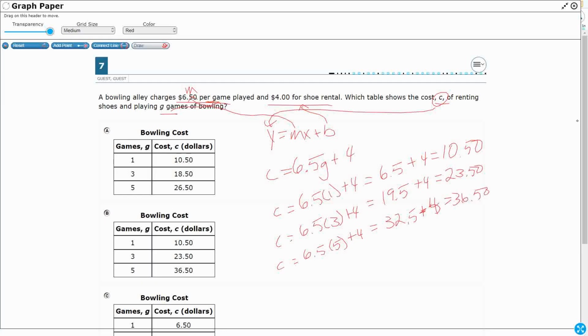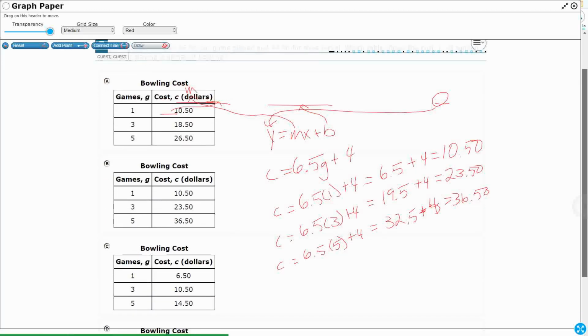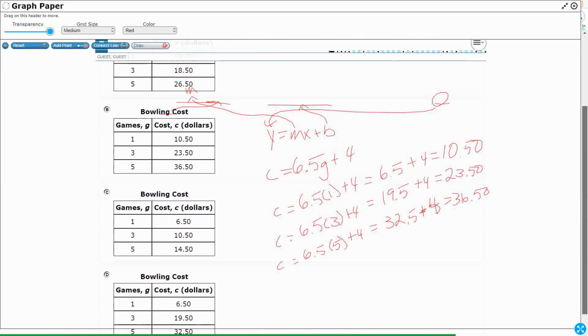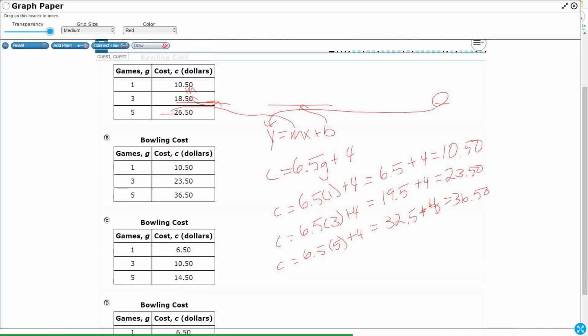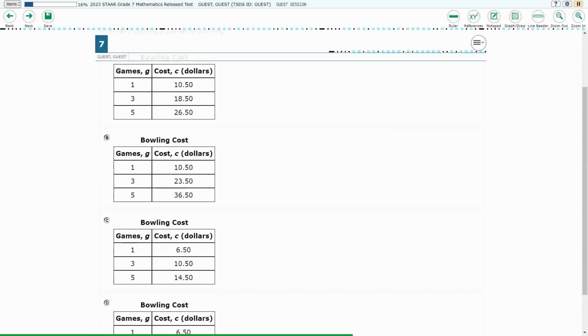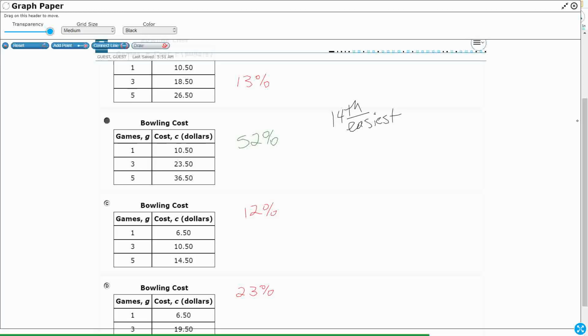And then we're just going to scroll down. We're going to look to see if we have the 10.50, the 23.50, and the 36.50. You see it right there. Our answer is B. Let's see how we did across the state of Texas. So, like the previous one, this was also tied for the 14th easiest problem. So, right kind of in the middle of the pack of a 38 question test.